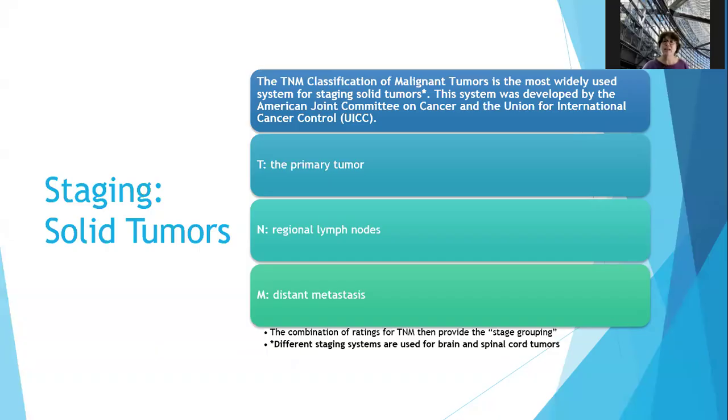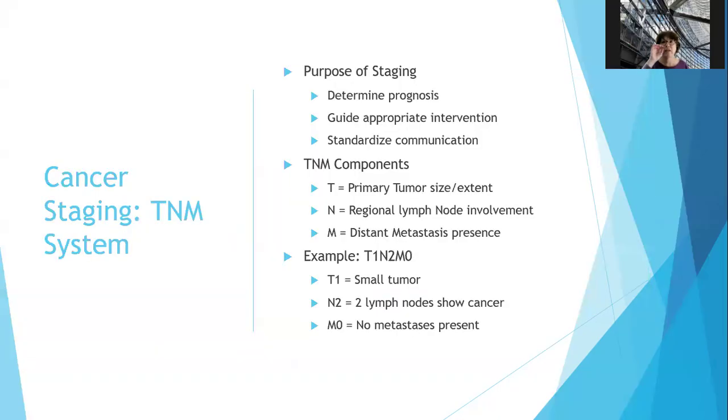There are certain areas that have different staging systems, like brain and spinal cord tumors, and the blood and lymph tumors have different staging systems as well. The purpose of staging is to determine the prognosis and guide the appropriate intervention, and so all the members of the healthcare team know what they're talking about. It's standardized communication. So T tumor, N lymph node, M metastasis.